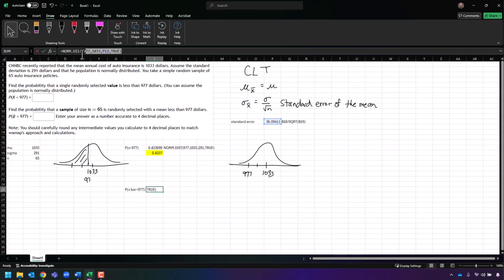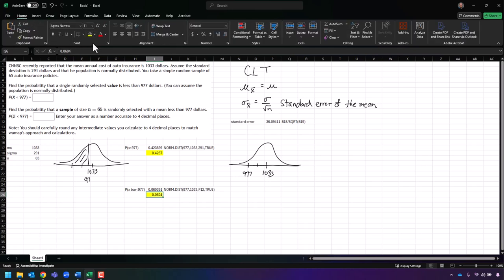Now you can see there's a big change in probability here. It goes from 42-ish percent to 6-ish percent. So when I round this to 4 decimal places, 603, the 3 gets followed by a 9, so it's going to go up. And so we have a huge change in probabilities here, and it's because of this adjustment in our standard deviation.